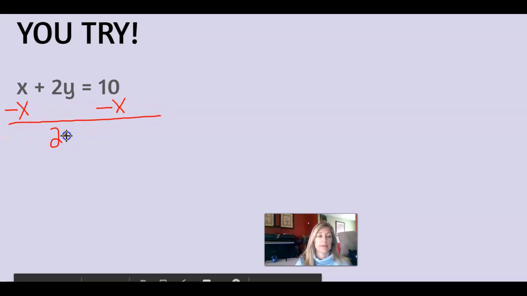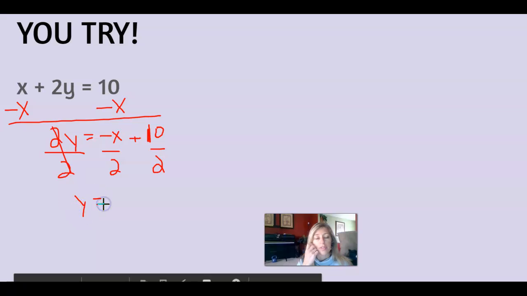I'm left with 2y equals negative x plus 10. Oh, sorry about that. Okay, it's really a 10. Awesome, last step. Divide by 2, divide by 2, divide by 2. And what am I left with? Okay, don't forget there's an invisible 1 in front of that x. So this is really just 1/2 x plus 5.